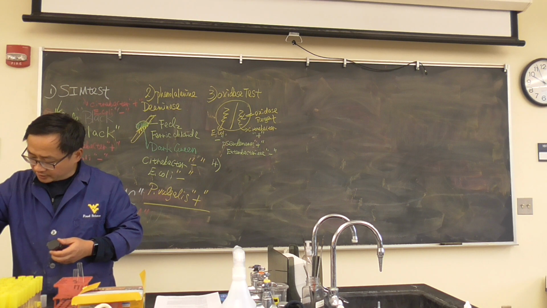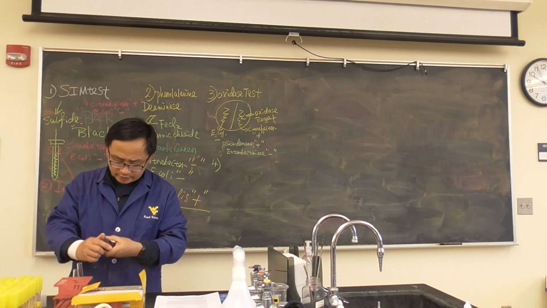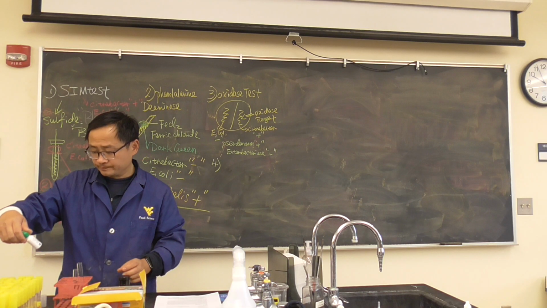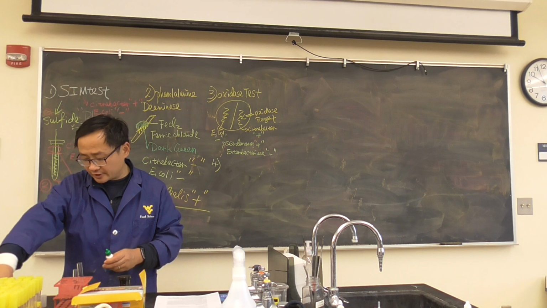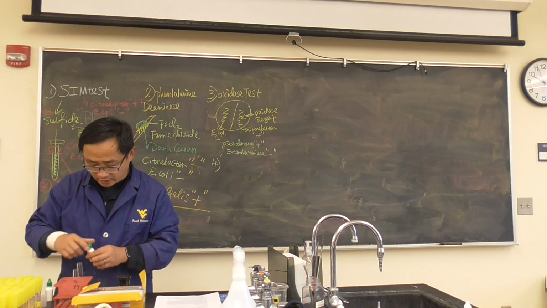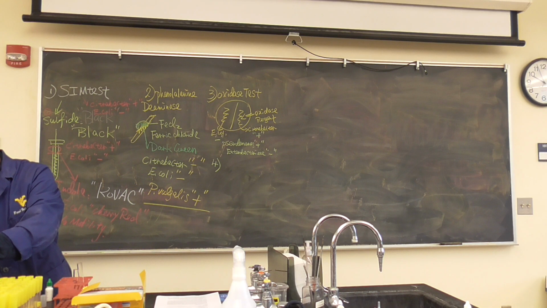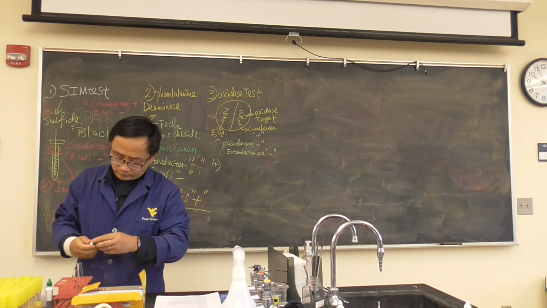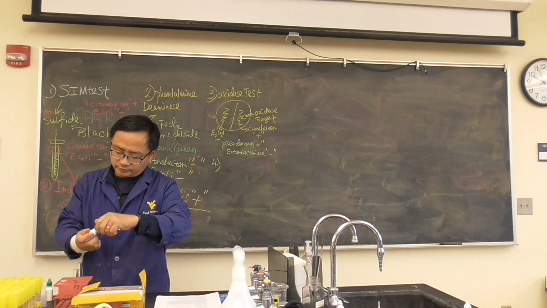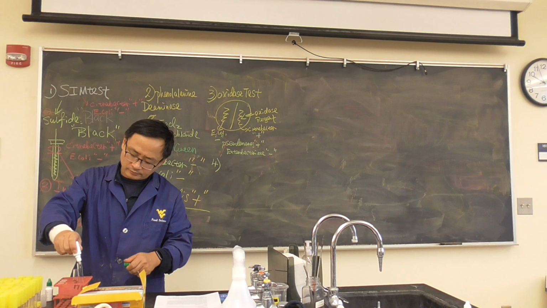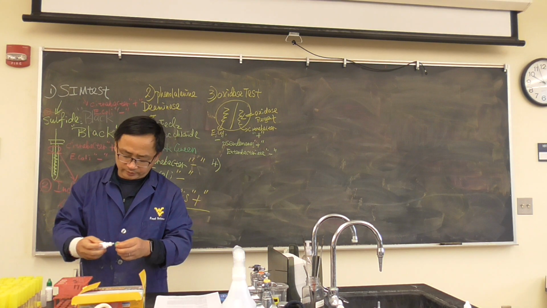One of them you need to add a methyl red. The other one you add a Voges-Proskauer test. Voges-Proskauer reagent, we have A and B. So we have A here, and we need to find the Voges-Proskauer test B. Okay, so the B is right here. So let's do that. So we add a couple of drops of A.